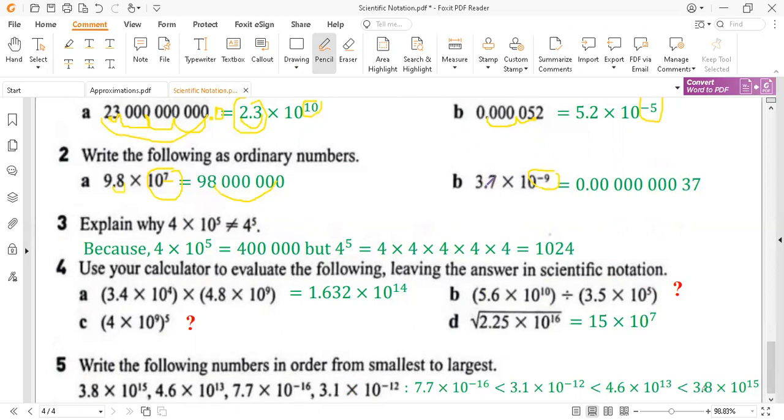So normally for the smaller number, we move the decimal point to the left. We want to move it 9 places. The exponent, as we said before, represents the number of places to move. So we move it 9 places to the left because we have a negative exponent.